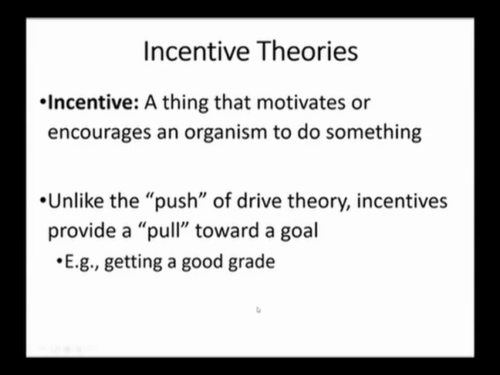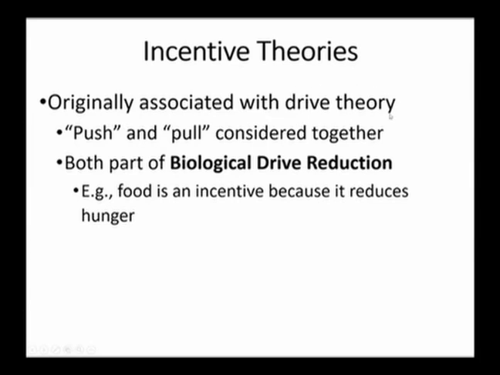And so this push and pull actually went well with drive theory and incentive theory being considered together. It could have also been called a biological drive reduction, where you would consider both the homeostatic drive and the incentive pull as both parts of the same system. We could use the example of food being an incentive specifically because it's helping reduce your hunger. So you are being pulled towards eating because it's good that it reduces your hunger. You're pushed by the idea of reducing your hunger, but pulled by doing this act will be a good thing because it's reducing our hunger. So they're very closely intertwined.